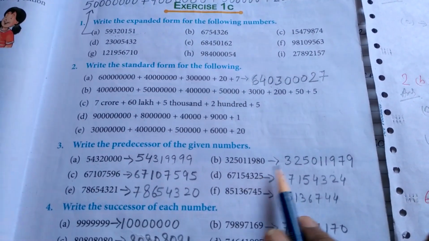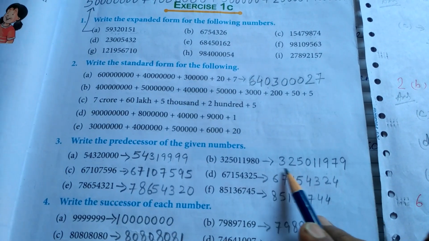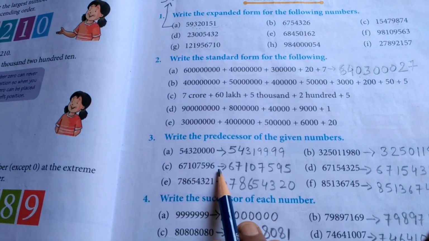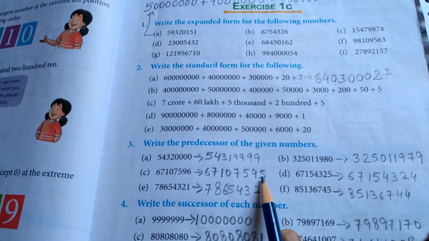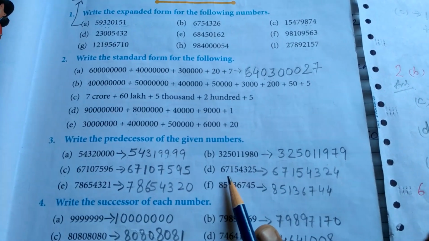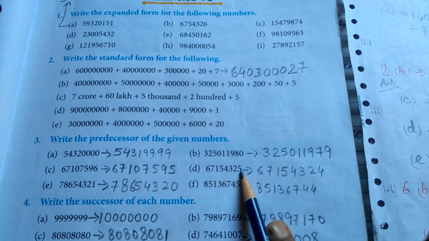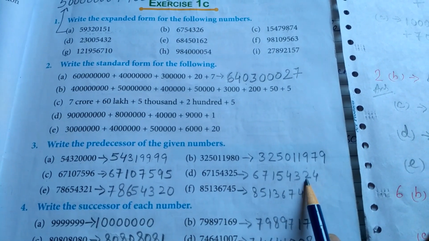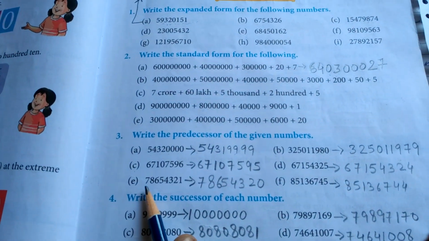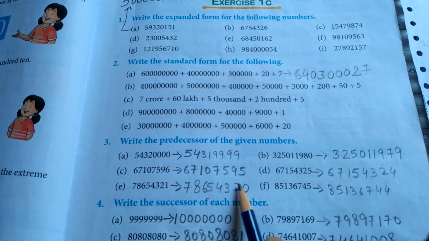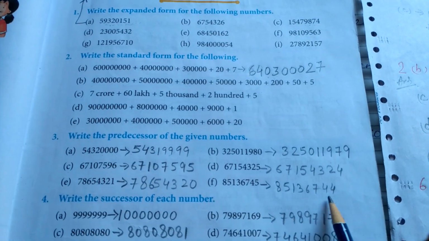So for 3B, you will adopt the same step. The answer will come this much. This is the large number. Then for C, when we subtract 1, this 96 will become 95. The rest of the digits will remain the same. Then here again, when we subtract 1, 25 will become 24. The rest of the digits remain the same, as you can see. Then with question number E, this 21 will get to 20. The rest of the digits are the same. Then this 45 will become 44. So this is the trick.